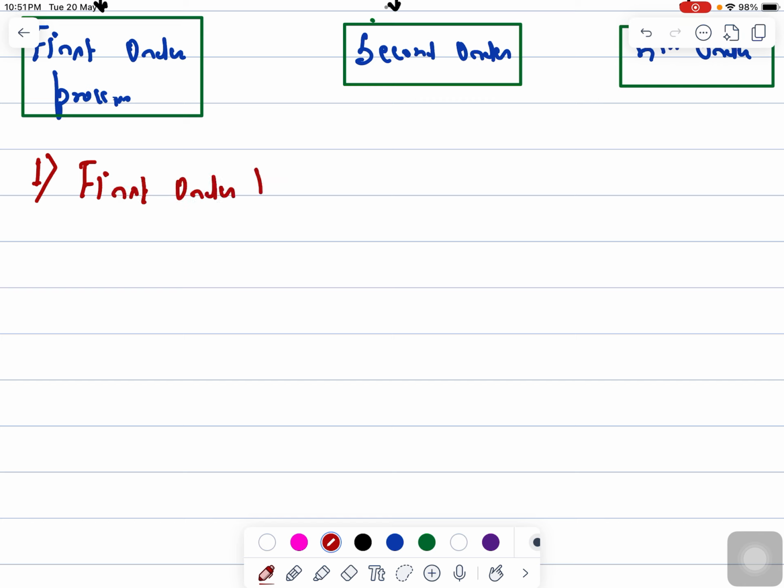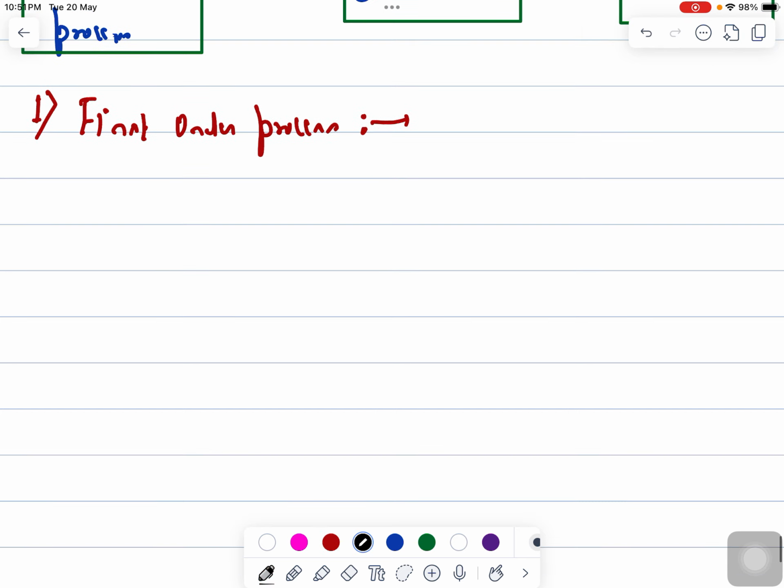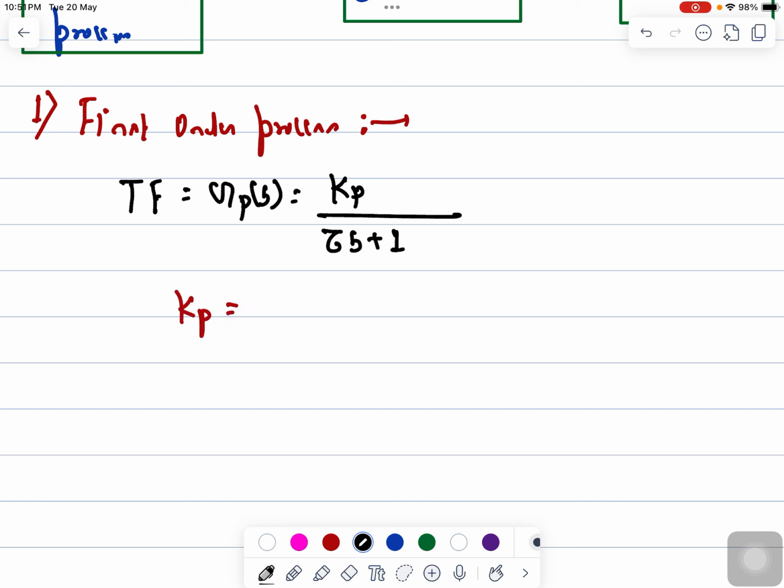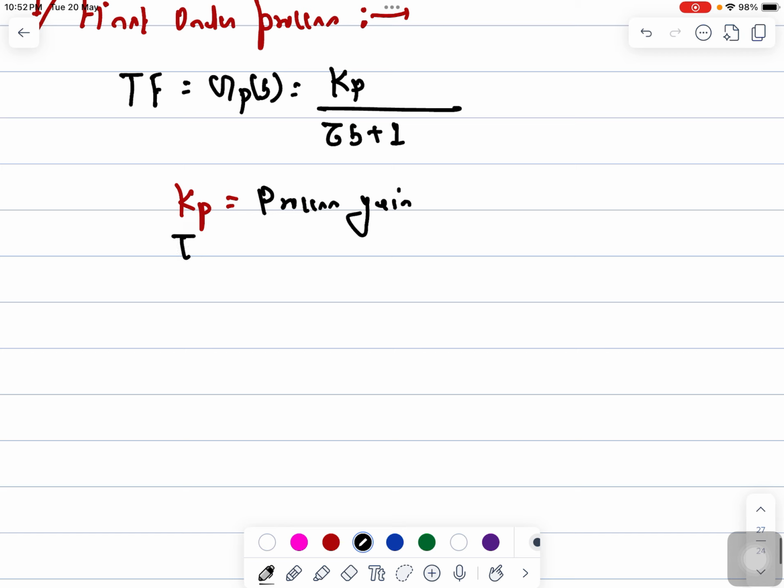Right. So when we talk about the first order process, let's say the transfer function for a first order process, that is G(s), can be written as Kp divided by tau s plus 1, where Kp is called the process gain and tau is called the time constant. Is that clear? This is how this transfer function looks.